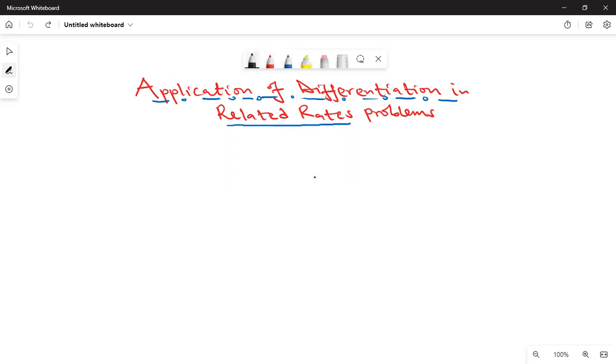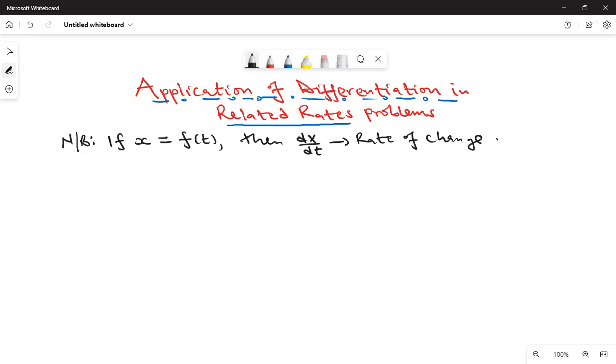Let's take note, NB, that if x is a function of t, then dx/dt is what we are calling the rate of change of the variable x. This is the rate of change of x. X here is a variable.